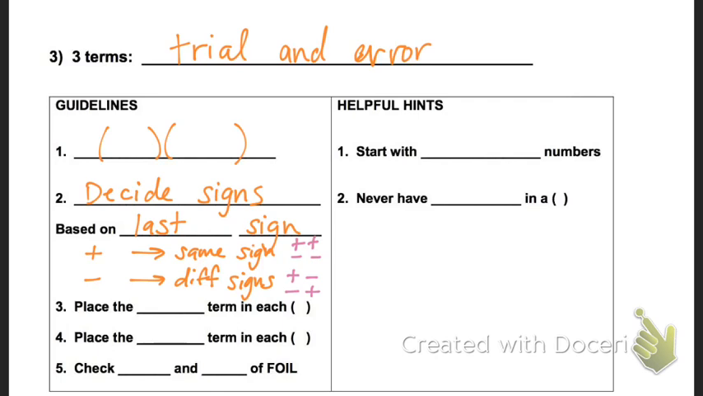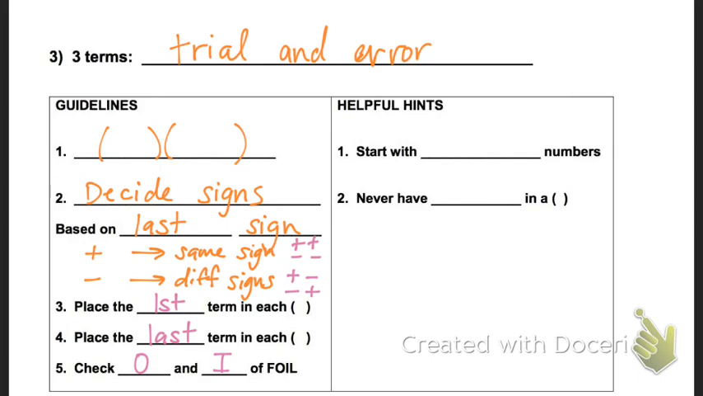Will it matter if you do plus minus rather than minus plus? It will, but you're just gonna start with something and then check it, and if it doesn't work, you'll switch it. That's what trial and error is. We're gonna try things out, see if they work. If they don't, then we'll switch it. Then you place the first term in each parenthesis, place the last term in each parenthesis. Then you check the outer and inner of FOIL. When you write this down, none of this probably makes sense, and it's just going to take some examples. But we write this down so that when you start doing your homework, you can refer back to this, okay?